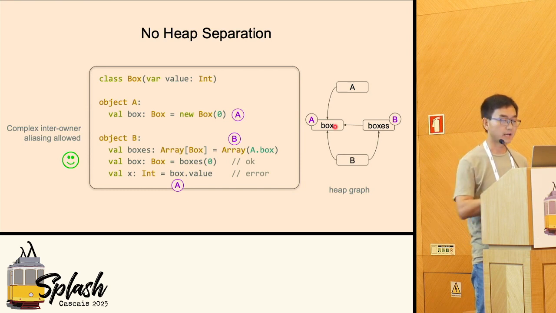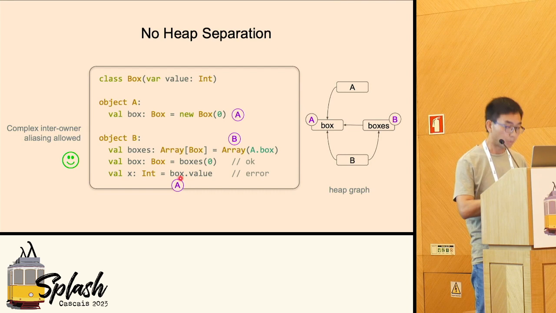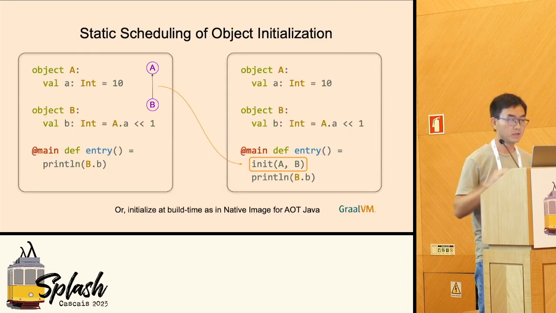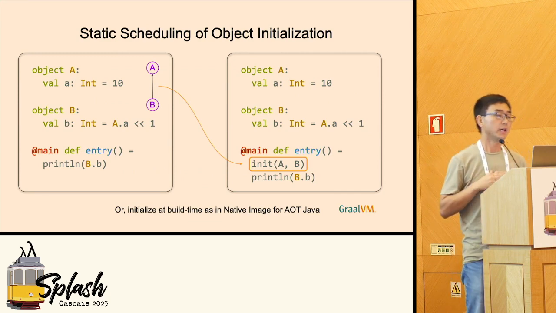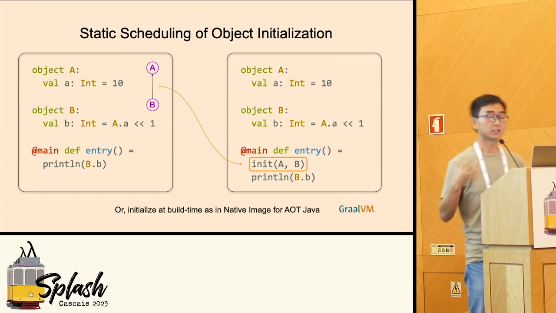That's perfectly fine. And at this line, if we read the alias stored in the mutable array, that's OK, because the mutable state of boxes is owned by object B. At the last line, however, if we try to read the mutable state in the box, it will be an error because box is owned by object A. It violates initialization time irrelevance. The combination of partial ordering and initialization time irrelevance enables us to statically schedule the initialization of global objects.